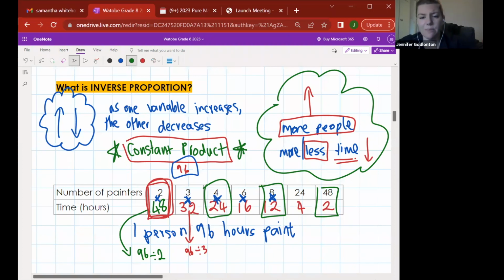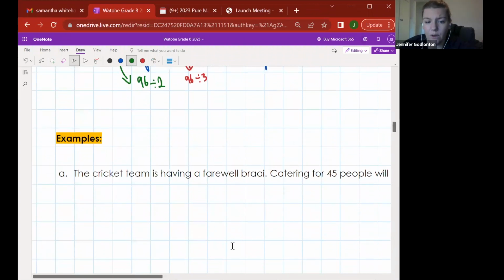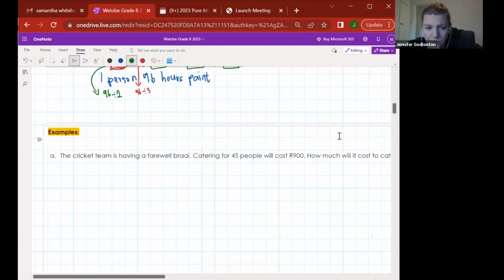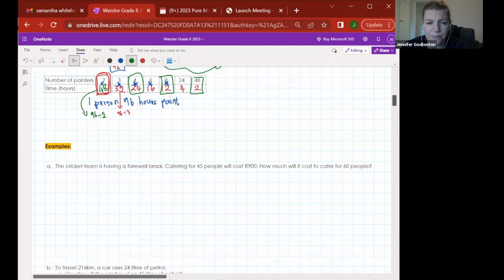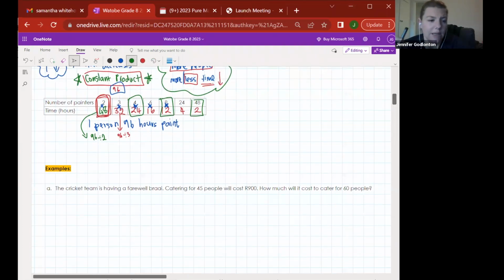Okay, cool. Let's jump into some examples. So take a screenshot if you would like one, and then we're going to do some questions. All right. So the first question. The cricket team is having a farewell braai. Catering for 45 people is going to cost 900 Rand. How much will it cost to cater for 60 people?